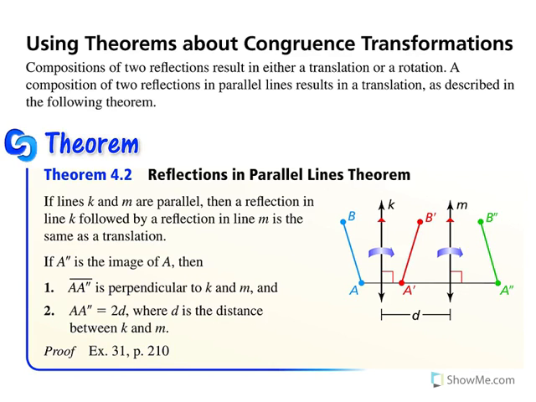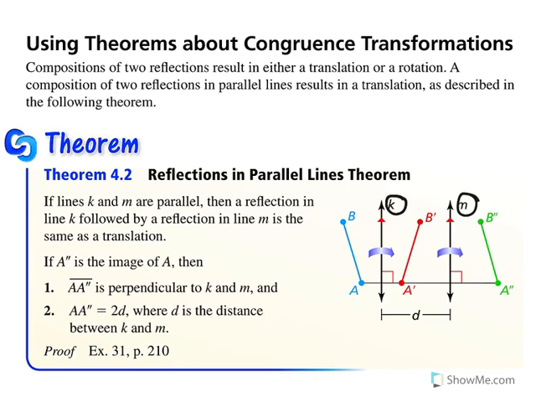When we think about congruence, we can reflect images across any line. Typically we think about them as being reflected across the x-axis or the y-axis, or common lines like y equals x or y equals -x. But we can reflect a shape across any given line. The reflections in parallel lines theorem tells us that if I reflect an image across a set of parallel lines, first across line K, and then again across M, it's going to result in a translation.